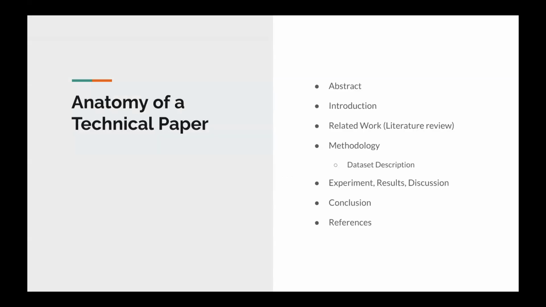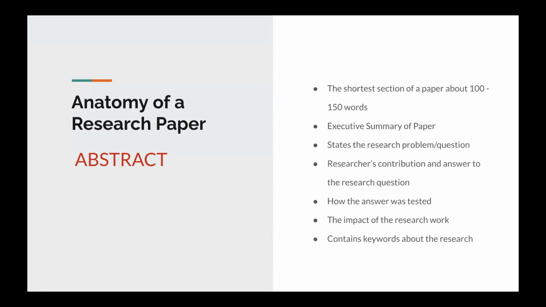So now to the anatomy of a technical paper. These are what you'd find in most technical papers, especially the three which I've previously mentioned, papers presented at either NeurIPS, ICML, or ICLR. And so you usually start with an abstract.